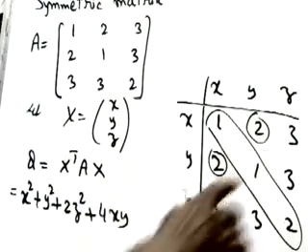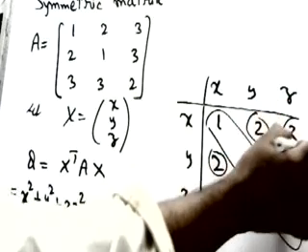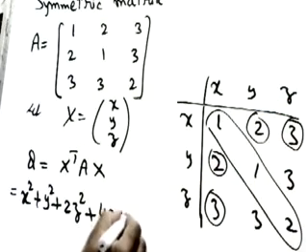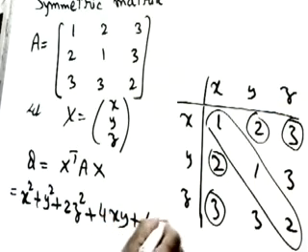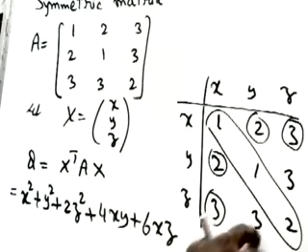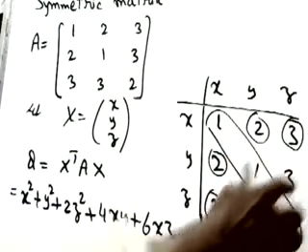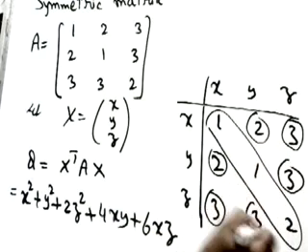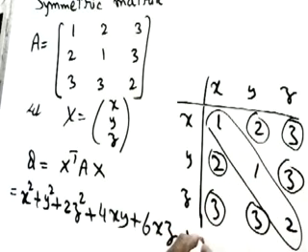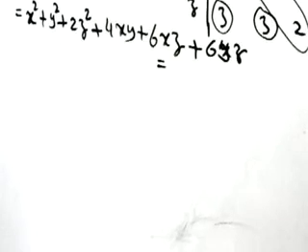Again, this will be the coefficient of xz. We have to double this: 3, no, we have to write 6, so plus 6xz. Now lastly this is left. This is yz, and this is also yz, so this also we have to double. We write plus 6yz, since 3 doubled is 6. So we can write it like this directly.